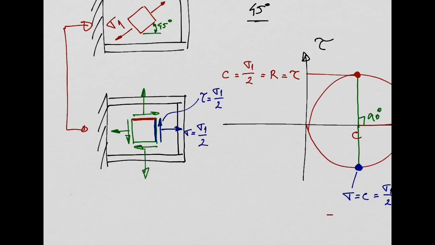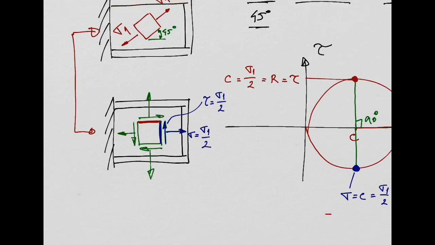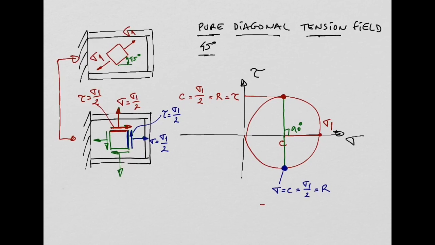So same thing for this point here in red. This direct stress is going to be equal to sigma 1 over 2. And this shear stress is also going to be equal to sigma 1 over 2. Yeah? So basically we did the stress transformation without doing any calculations, any mathematical operations, right?